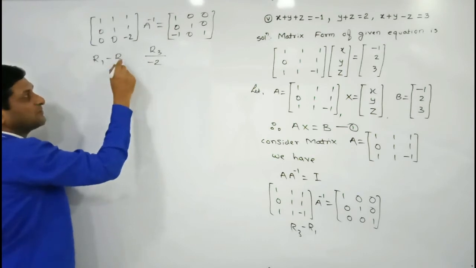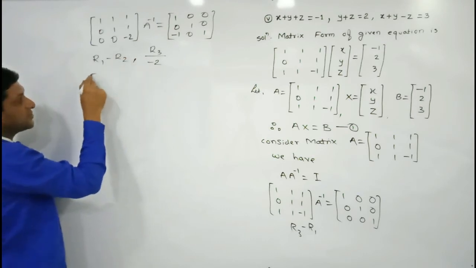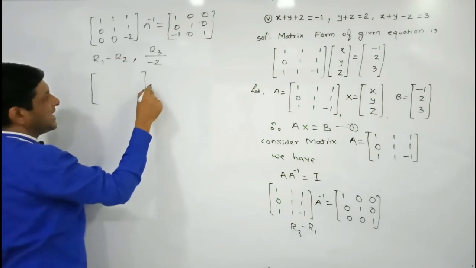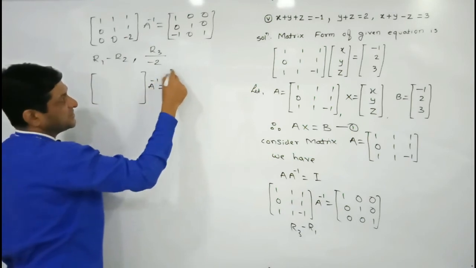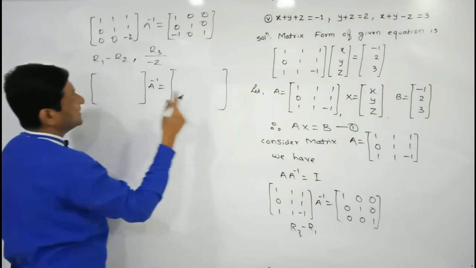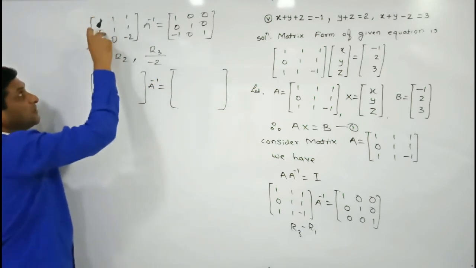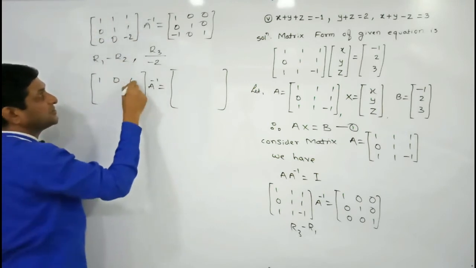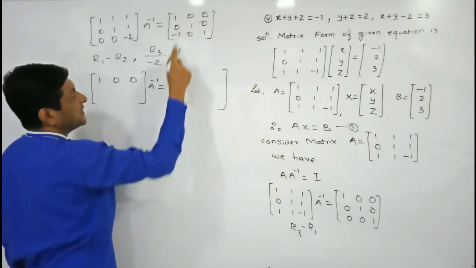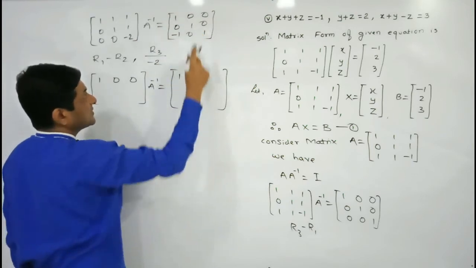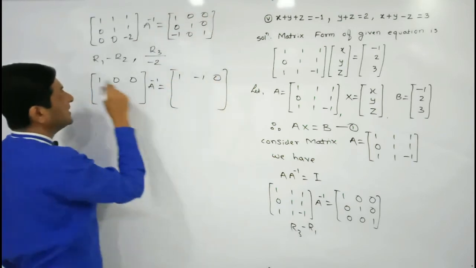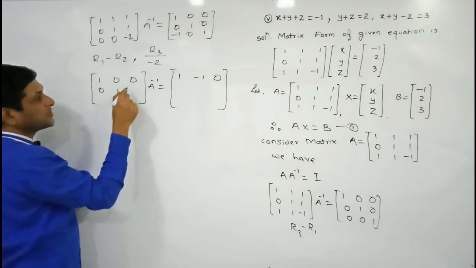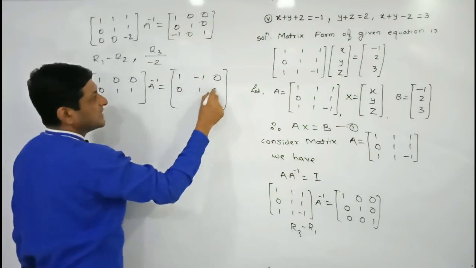R2. Let us perform these two operations. First operation is on element of R1 and second operation is on element of R3. So R1 minus R2, 1 minus 0 is 1, 1 minus 1 is 0, 1 minus 1 is 0, 1 minus 0 is 1, 0 minus 1 is minus 1 and 0 minus 0 is 0. There is no operation on R2, so keep element of R2 on both sides as it is.